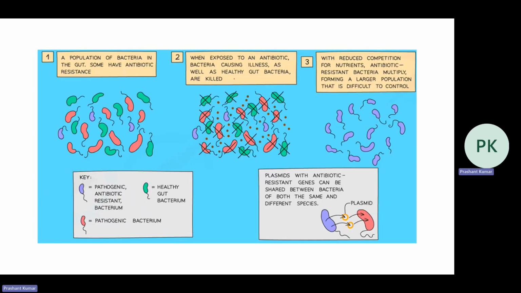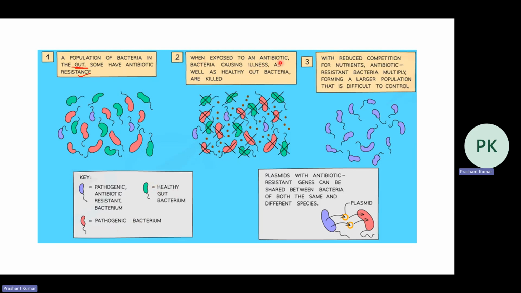In this diagram, we'll try to understand how they become drug resistant. Let's see step number one. A population of bacteria in the gut. The gut is the small intestine. Some have an antibiotic-resistant property. You can see here this purple color: pathogenic antibiotic-resistant bacteria. They are highly resistant. The red one is the pathogenic bacteria which cause disease, and the green one is the healthy one.